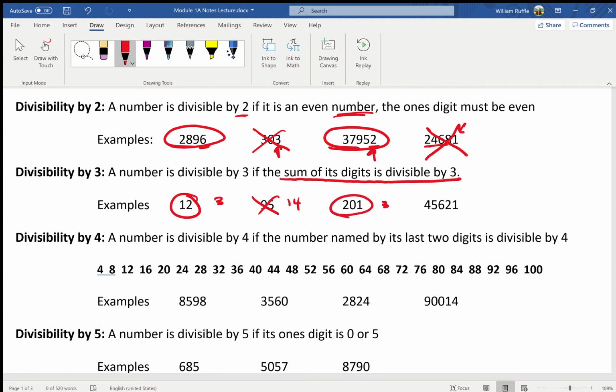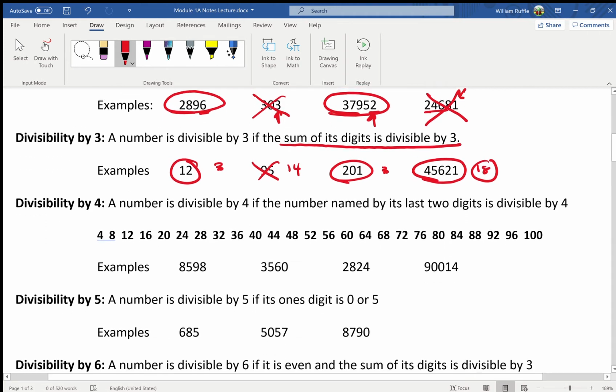So this one, 4 plus 5 is 9, 9 plus 6 is 15, 16, 17, 18. So the sum of the digits is 18, 3 goes into 18, so 3 goes into 45,621. And I did not have to do long division on these things. I'm just using the sum of the digits rule. Now, the sum of the digits rule only works on 3s, and also it will work on 9, and we'll go over that. But these rules are not interchangeable.